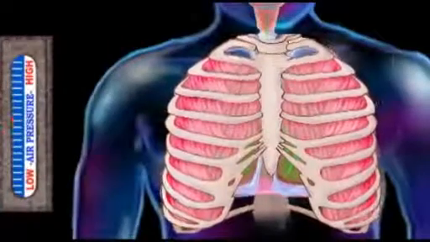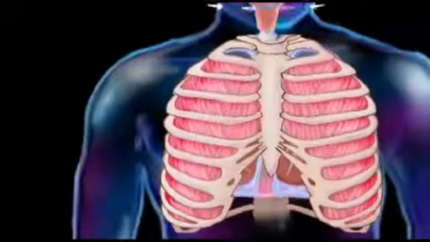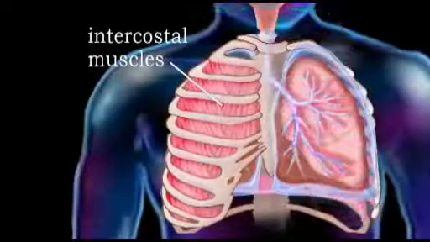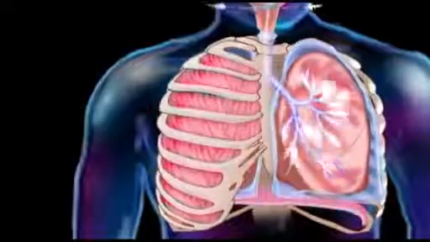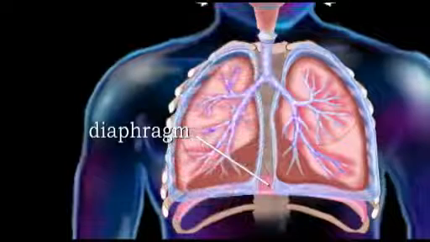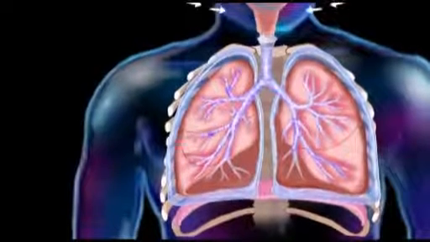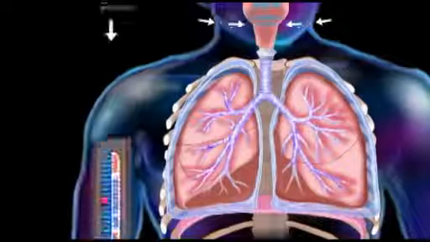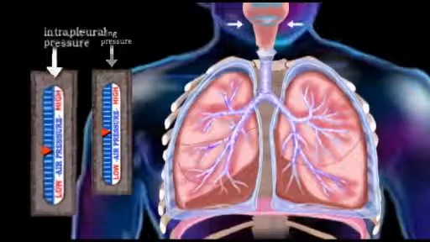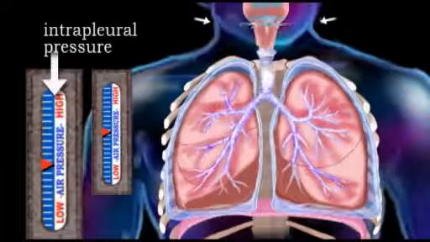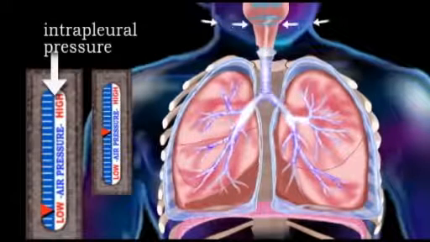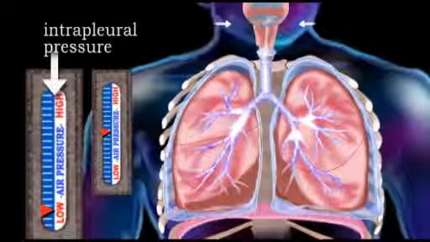During inspiration, that is, when we inhale, muscles attached to the chest wall, called intercostal muscles, and a wall of muscle that separates the thoracic cavity from the abdominal cavity, called the diaphragm, contract. This contraction enlarges the thoracic cavity, and as it expands, the pleural cavity also expands. As the pleural cavity expands, the intrapleural pressure drops, and the lungs consequently expand to fill the empty space.